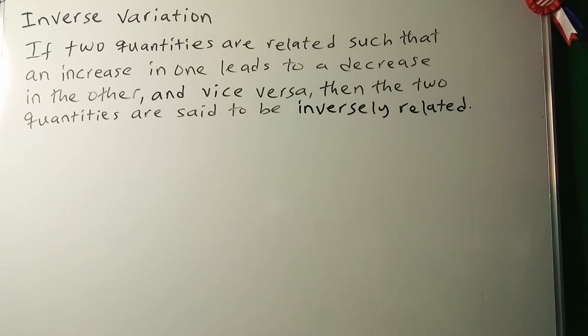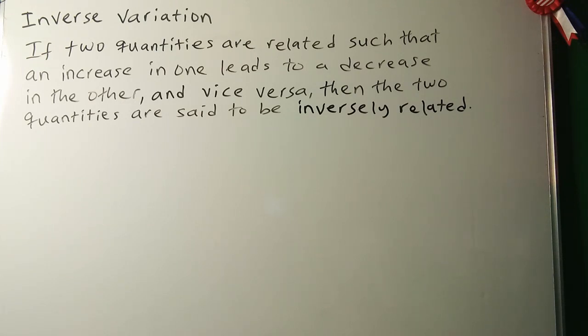So vice versa means the other way around. That is, a decrease in one leads to an increase in the other, then that relationship is said to be an inverse relationship. An example where an increase in one leads to a decrease in the other would be the number of workers required to do a particular job and the time taken to do that job. If we have 5 people doing the work, they will take a particular time.